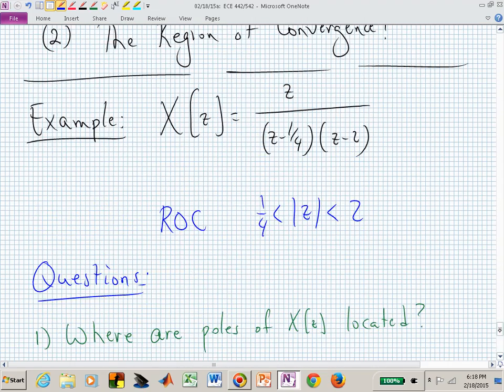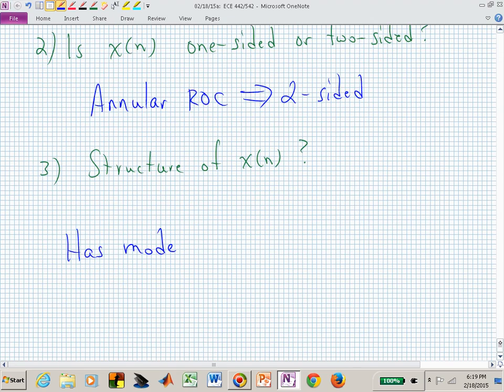Maybe we should stay on the example. But it's staring us in many different places, isn't it? What are you looking at for the modes of your response? The answer to question 1, or the denominator of your transfer function, should be enough. We now have a mode at 1/4 and a mode at 2, which says that we have 1/4 to the n and 2 to the n.